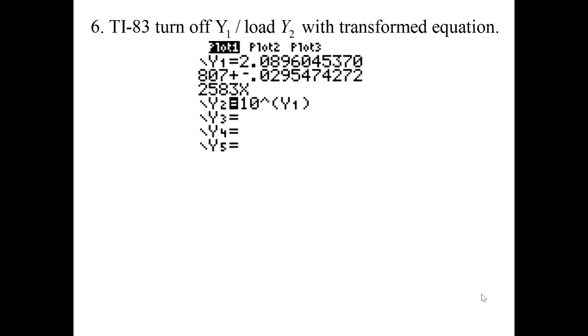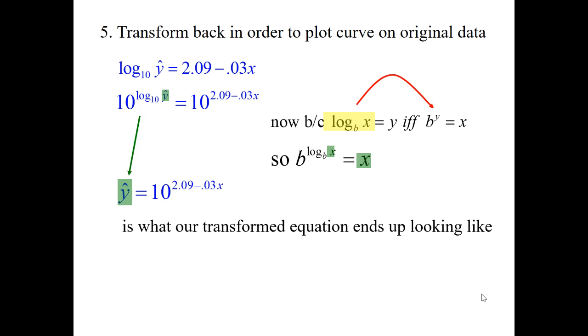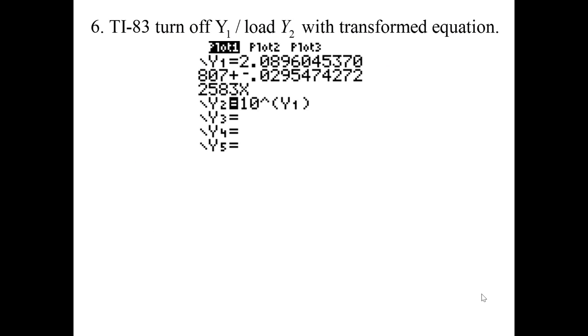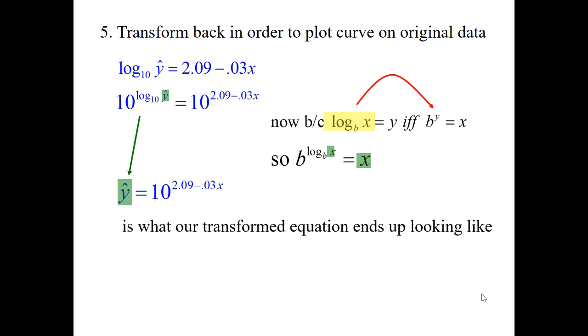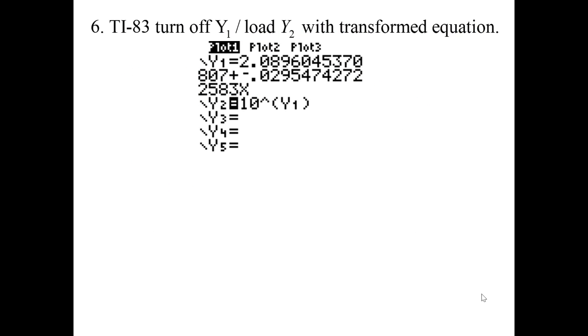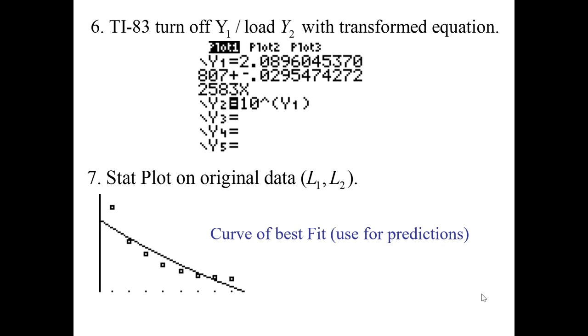So this is what our equation looks like. I have 10 to the power of y1. It hasn't changed. That's my new equation, 2.09 minus 0.03x. I've put all this in so that's my power, 10 to the power of y1. Now I look at my original data and put that curve on it. It's plotting y2 on that.